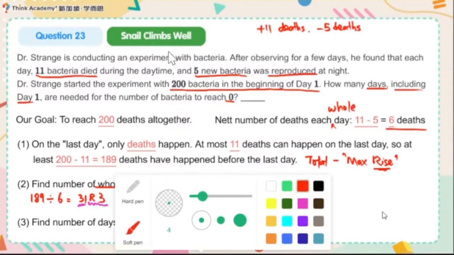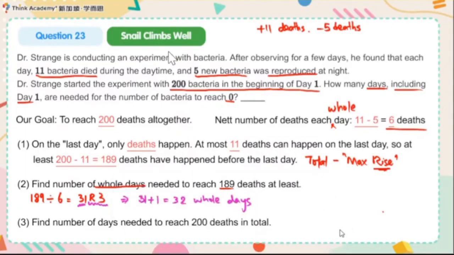So you will need one last day, right? Remember in the previous question, you will still need one last day to shoot to the peak, to shoot to the final height. So the number of days needed to reach 200 deaths in total is 32 plus 1 equals 33. I will need 33 whole days altogether.